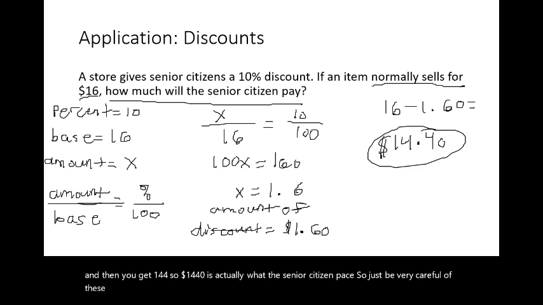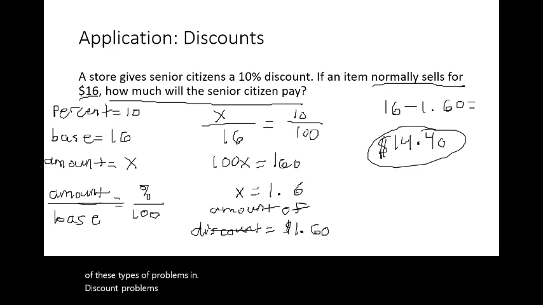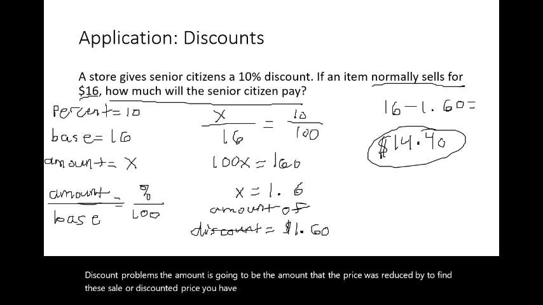In discount problems, the amount is going to be the amount that the price was reduced by. To find the sale or discounted price, you have to take that amount of discount and subtract it from the item's original price.